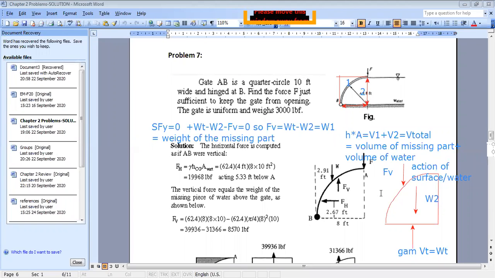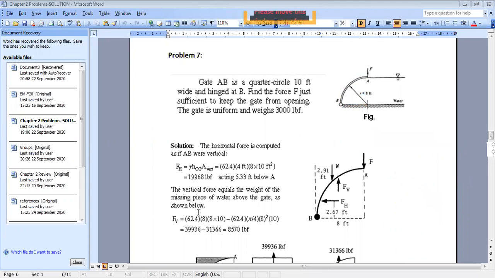Read what they said: the vertical force equals the weight of the missing piece of water above the gate. This is what we did. They directly used the result without demonstration. I told you that you can directly use it, but I explained it because one of the students was not understanding the method, how we can demonstrate it. So here, they said F vertical is equal to the volume of water above the surface, equal to the missing part. They told you it's the missing piece of water.